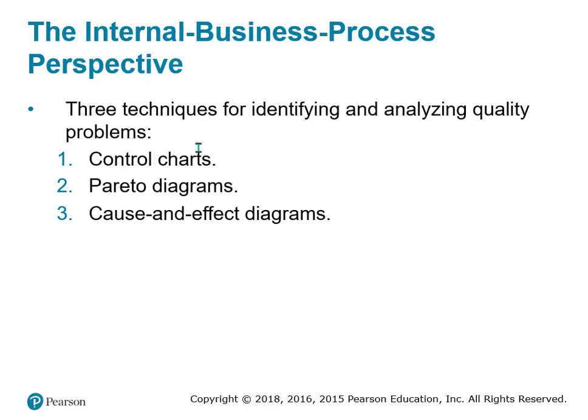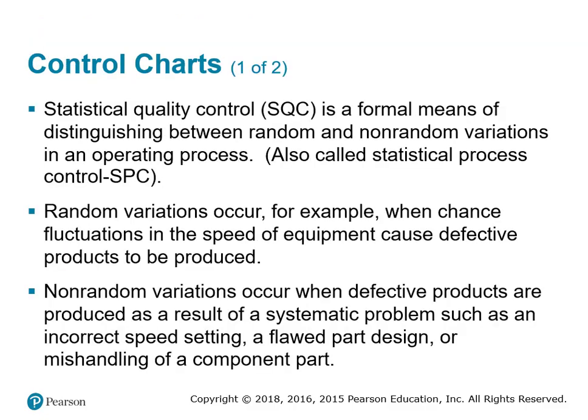Internal business perspective: they identify 3 techniques that are useful for identifying and analyzing quality problems. Control charts, Pareto diagrams, and cause and effect diagrams. Control charts are statistical. Statistical quality control is a means of distinguishing between random and non-random variations in processes. Random variations occur when maybe you've got a fluctuation in the speed of equipment or because of electrical problems. But non-random variations occur when defective products are produced because of systemic problems. This is something that you can fix. The random ones you really can't.